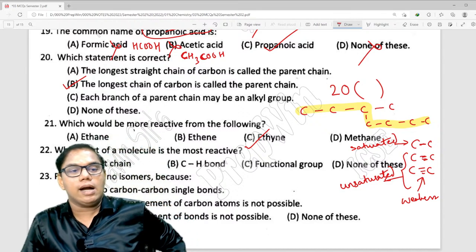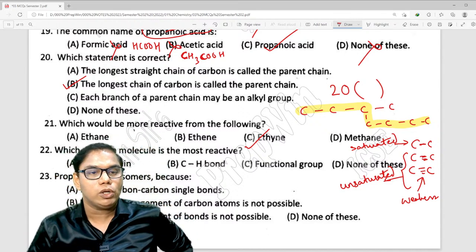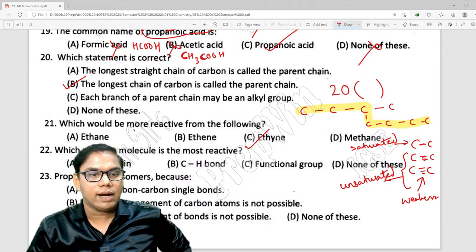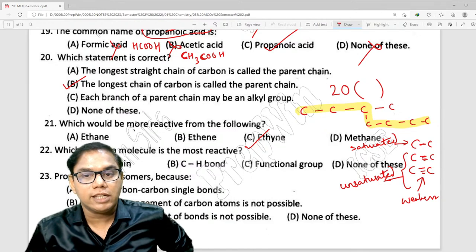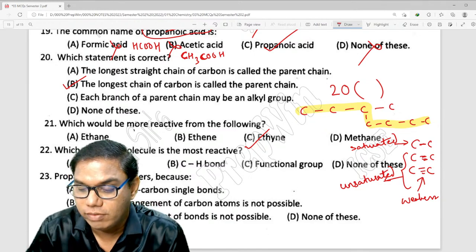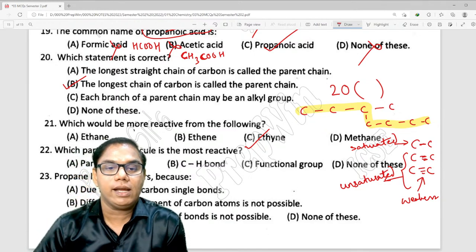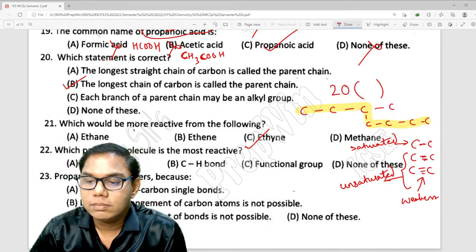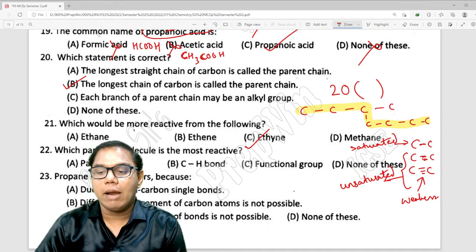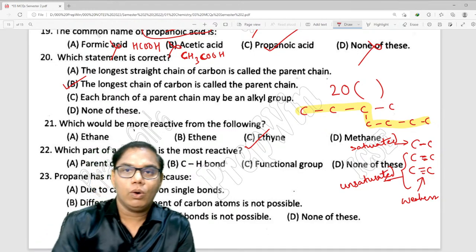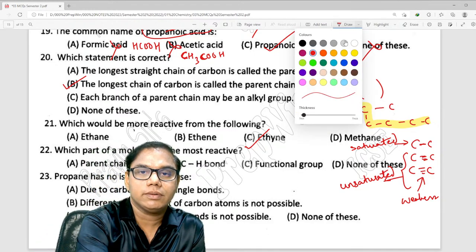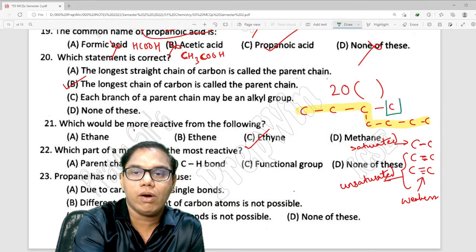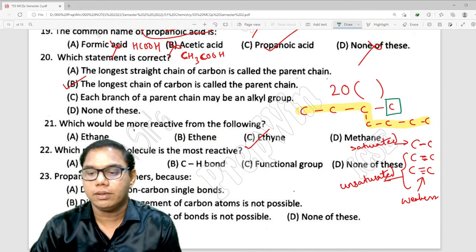Can you tell me 20 ka correct answer? Which part of molecule is most reactive? Parent chain, CH bond, functional group, none of this. Very important. Very, very confusing. Kaun sa zyada? Yes, main chain and parent chain are same. Okay, this is called substituent.